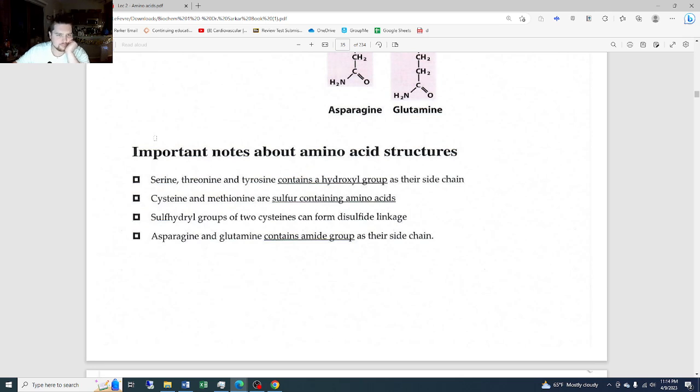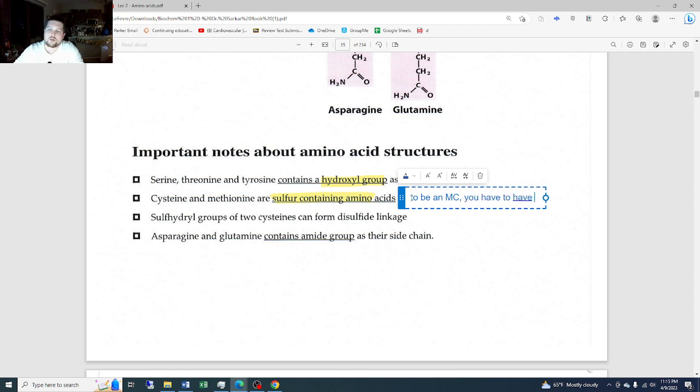Fun stuff. So, important notes about amino acid structures. Serine, threonine, and tyrosine contain a hydroxyl group as their side chain. Cysteine and methionine are sulfur-containing amino acids. To remember the sulfur ones, to be in MC, you have to have sol, as in sulfur. Asparagine and glutamine contain amide groups.